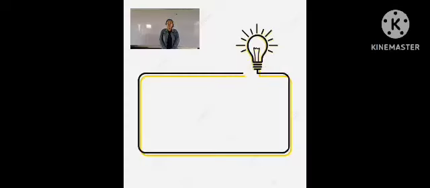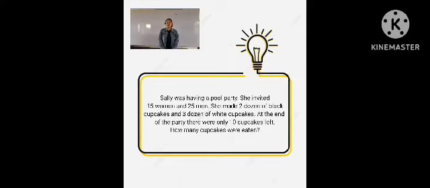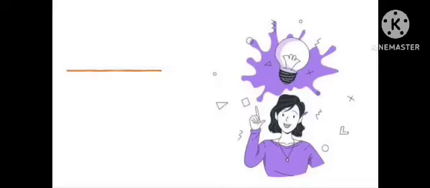So to start, let's think about a party. Sally was having a pool party. She invited 15 women and 25 men. She made 2 dozen black cupcakes and 3 dozen white cupcakes. At the end of the party, there were only 10 cupcakes left. How many cupcakes were eaten?